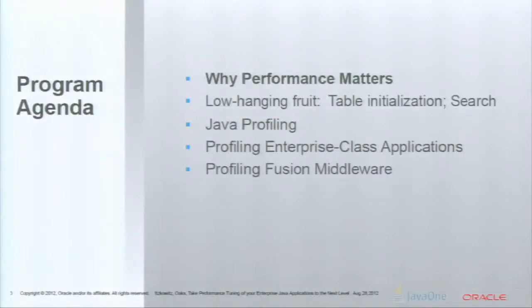So, here's what I'm going to talk about. First, about why performance matters, why you care about it, and what to do about it. Then I'll go through some low-hanging fruit, a really simple example of two performance problems. Then I'll talk in some detail about Java profiling and both the model that the user has and the model that the tools have, and talk about profiling enterprise class applications, and then Scott will talk about profiling Fusion Middleware.